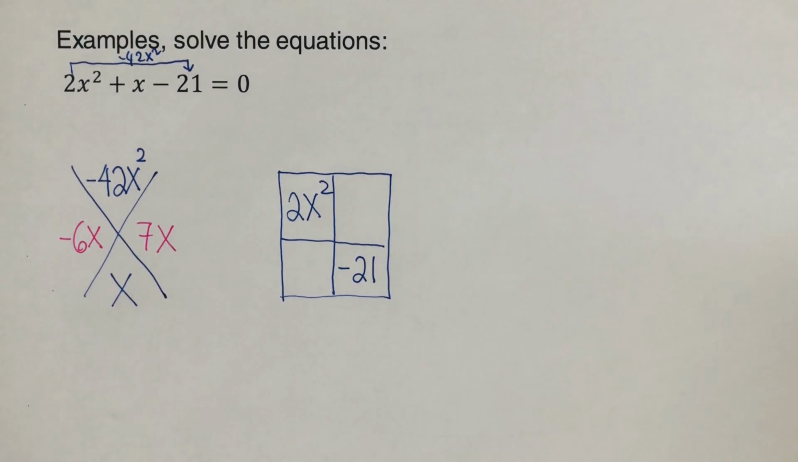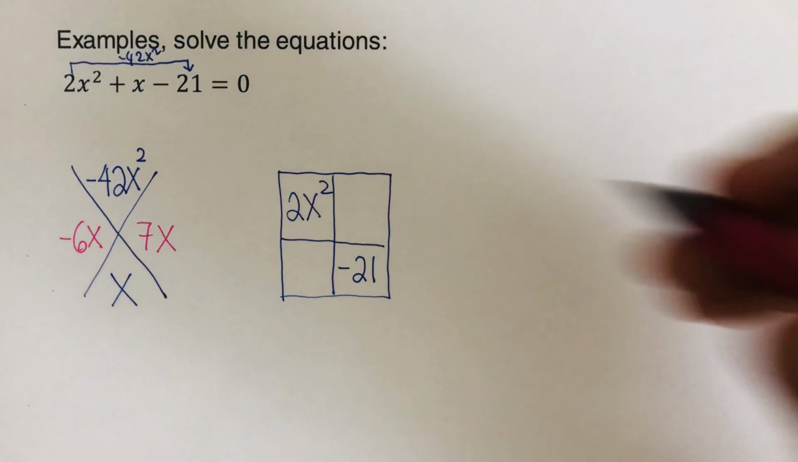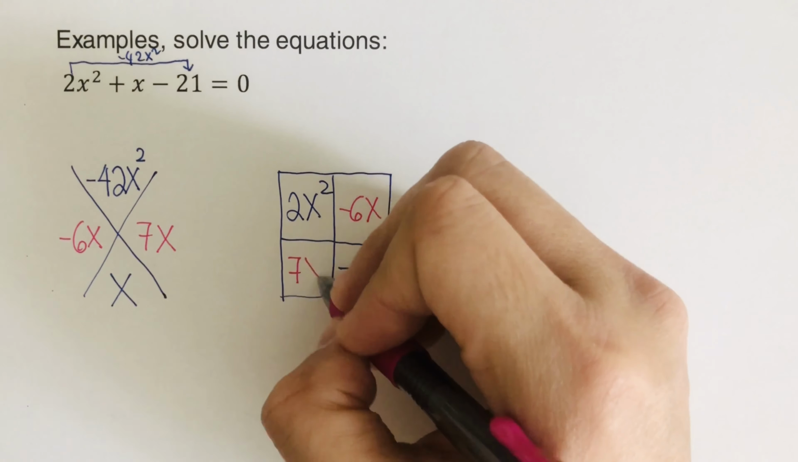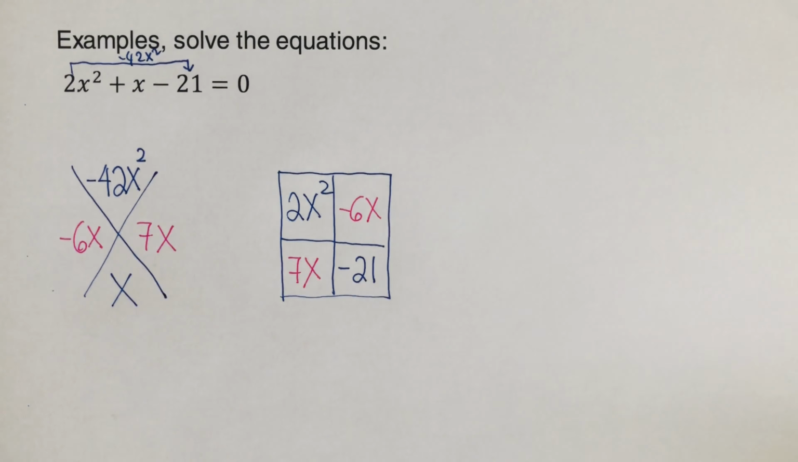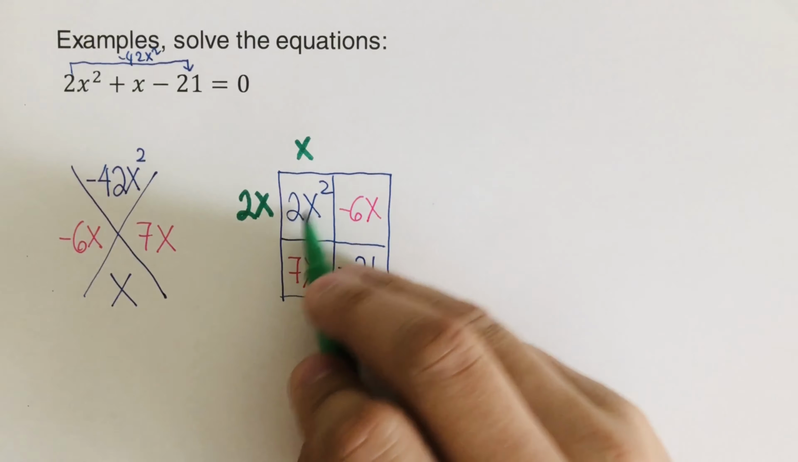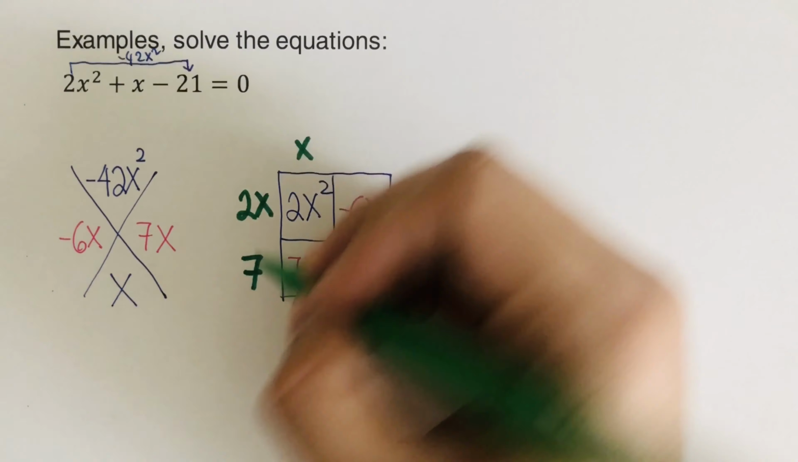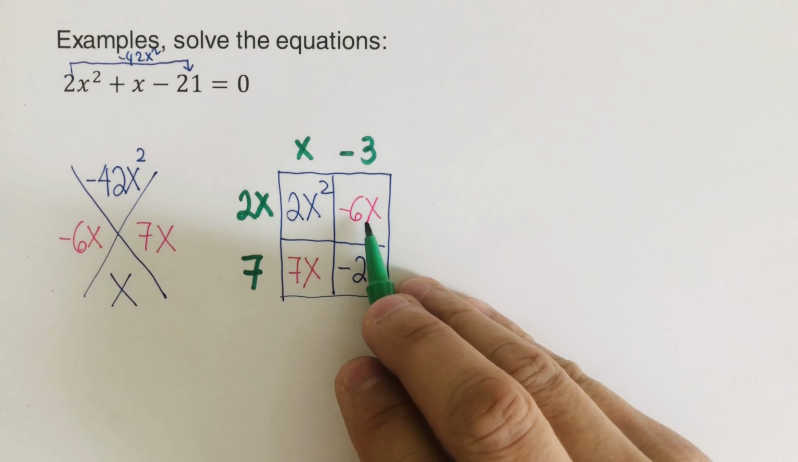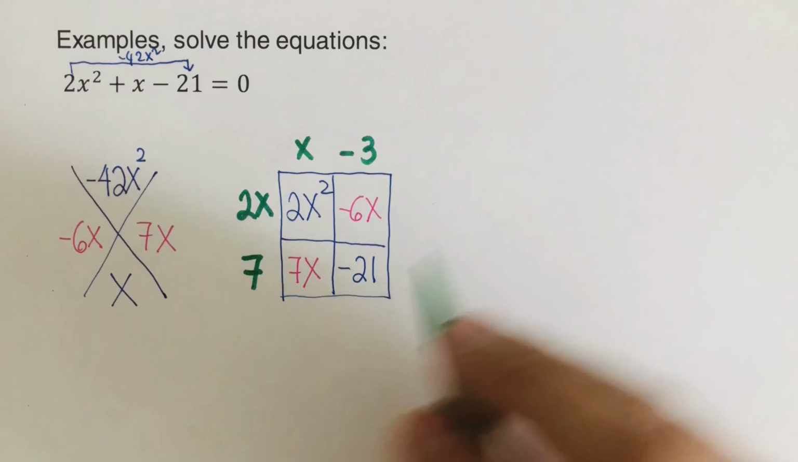And so we write the factors. You can put them anywhere, but I'll write the negative 6x here and then the 7x down here. So I need to find the factors now. That would be 2x and x. So 2x times x is 2x squared. So this must be 7. And then this is a negative 3. So negative 3 times 2x is negative 6x. Negative 3 times 7 is negative 21.